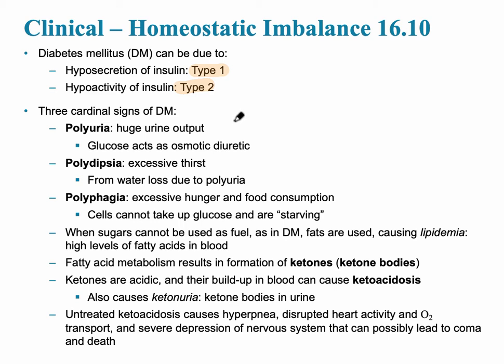Now, the three main cardinal signs of diabetes mellitus, the three main symptoms, the first one is polyuria, and polyuria has to do with huge urine output. And in this case, the glucose acts as an osmotic diuretic. And there's also polydipsia. This is excessive thirst due to water loss due to the polyuria. So they kind of go hand in hand.